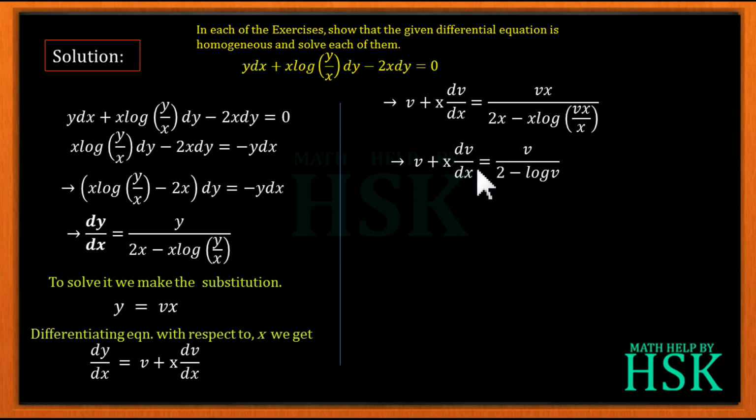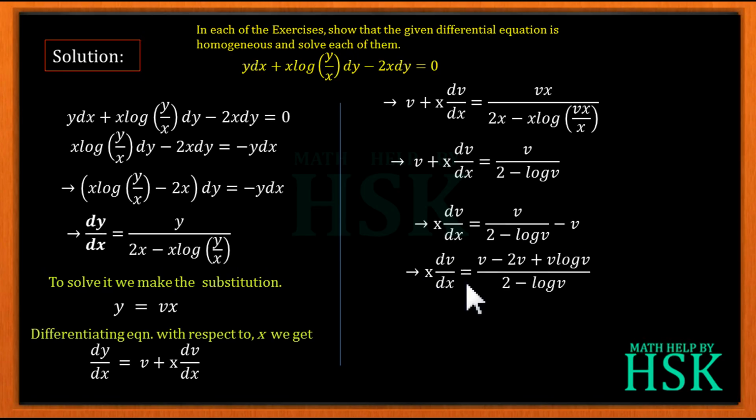Now we are going to separate the variables, because generally such an equation is in variable separable form. So after making the substitution, we take this term of v on this side and separate the variables. I am going to get x dv upon dx is equal to v upon 2 minus log v, minus v. On taking LCM, I am going to get x dv upon dx is equal to v. This v is going to multiply, and because of this minus sign, I am going to get this as minus 2v plus v log v.